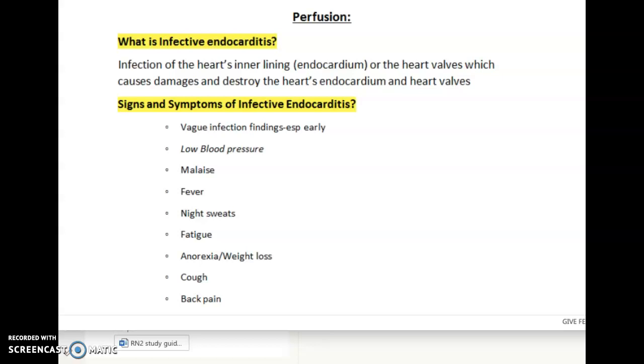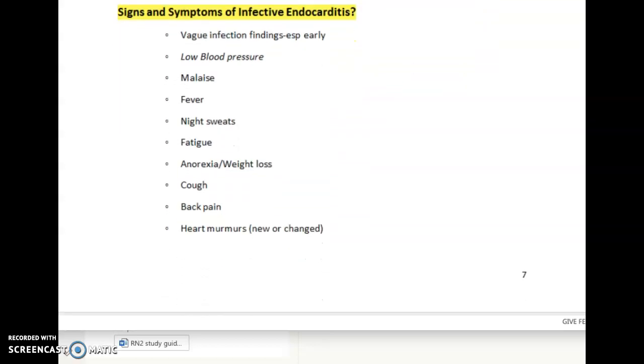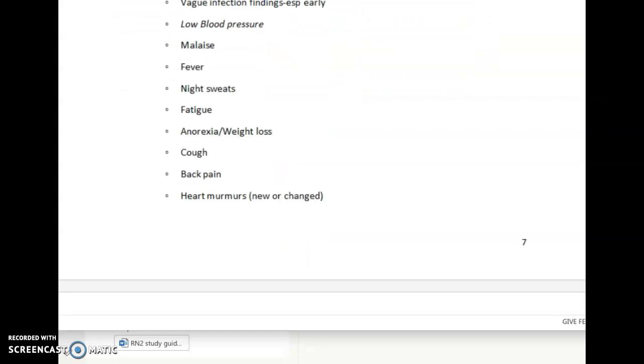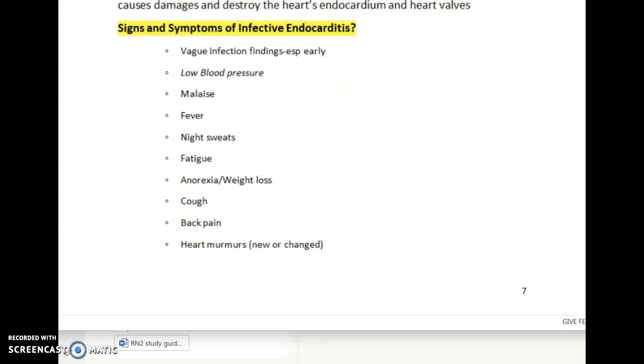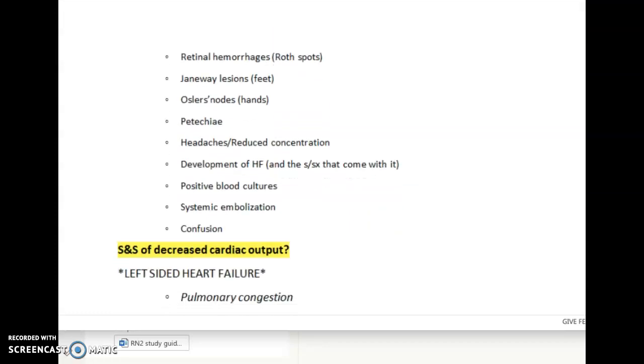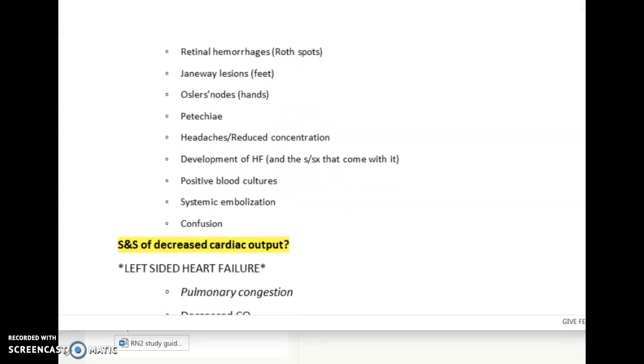Signs and symptoms of infective endocarditis are vague infection findings, especially early, low blood pressure, malaise, fever, night sweats, fatigue, anorexia, weight loss, cough, back pain, heart murmurs, retinal hemorrhages, Janeway lesions, which are on the feet, and Osler's nodes, which are on the hands, petechiae, headaches, development of heart failure, positive blood cultures, systemic embolization, and confusion.